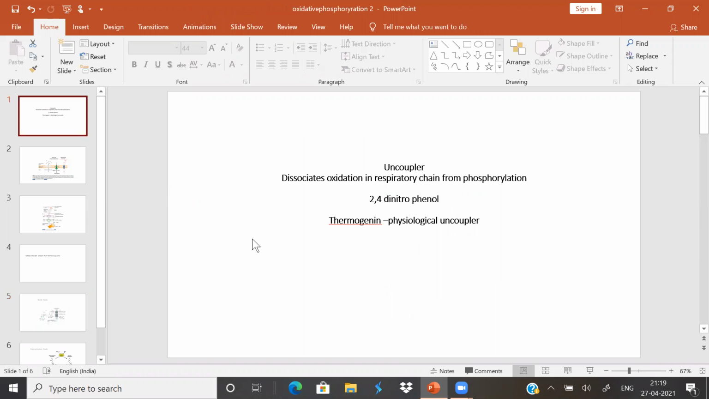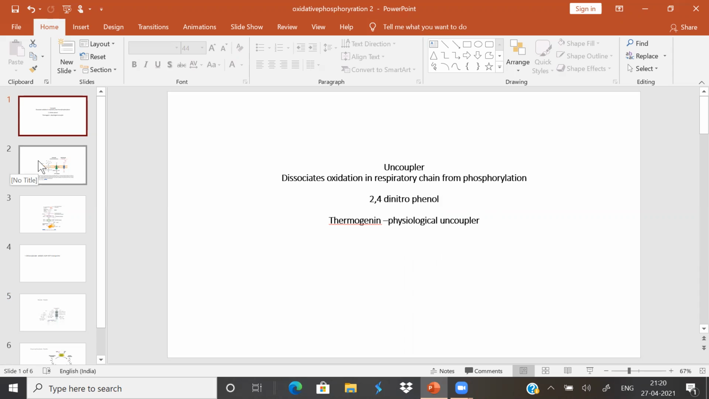On previous days, we have discussed the respiratory chain, chemiosmotic hypothesis, and inhibitors. Now today, I am discussing the uncoupler. What is an uncoupler? Uncouplers are chemical or physiological agents that dissociate oxidation in the respiratory chain from phosphorylation. One chemical uncoupler is 2,4-dinitrophenol, and the physiological uncoupler is thermogenin.